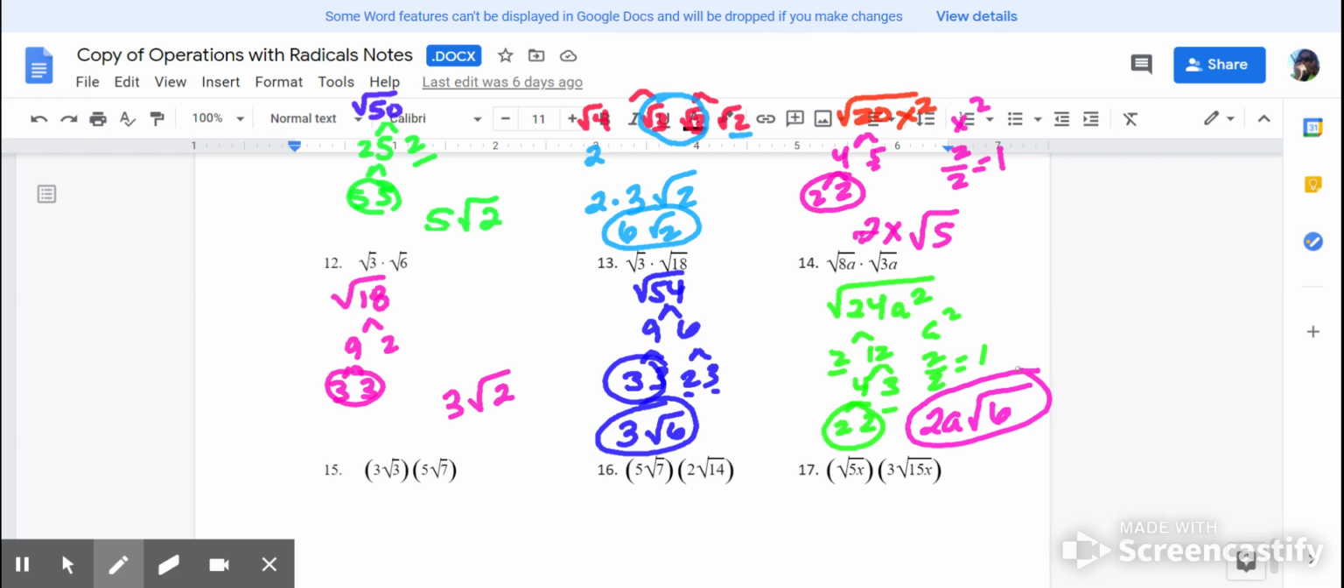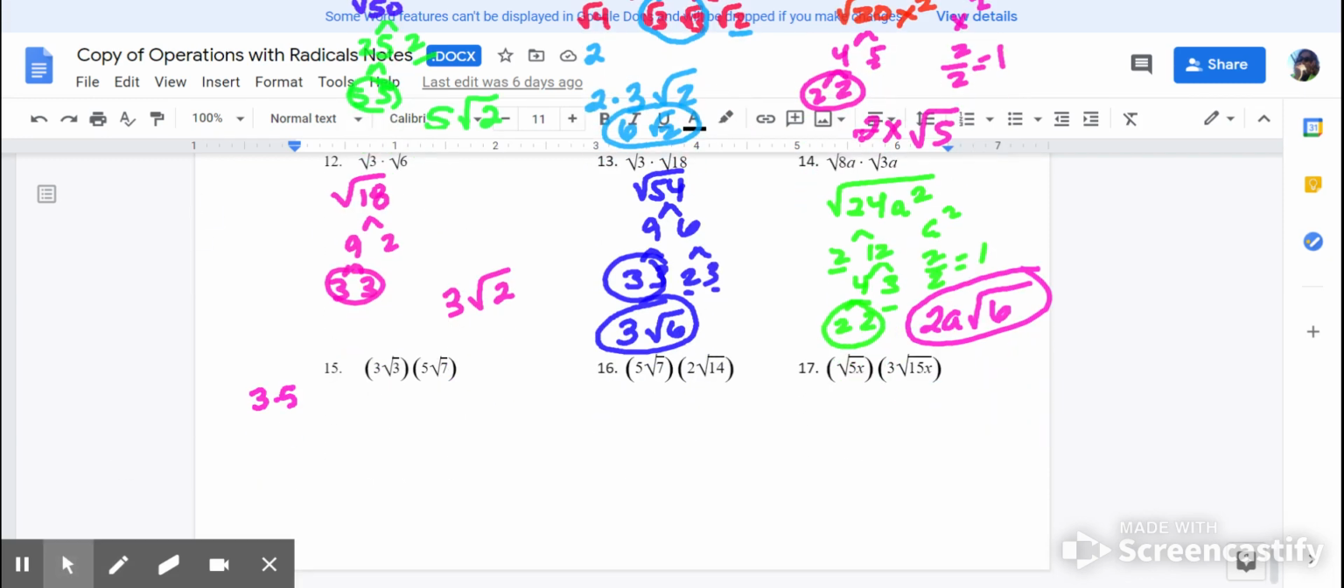Now the thing that is different about number 15, if you notice, is I have numbers on the outside of my radicals. So I still want to start by multiplying those two things. So 3 times 5, which is going to give me 15. And then I multiply my inside. So on the inside will be 3 times 7, which will be 21. Well, the only factors of 21 are 3 and 7. So in this case, I am in simplest form.